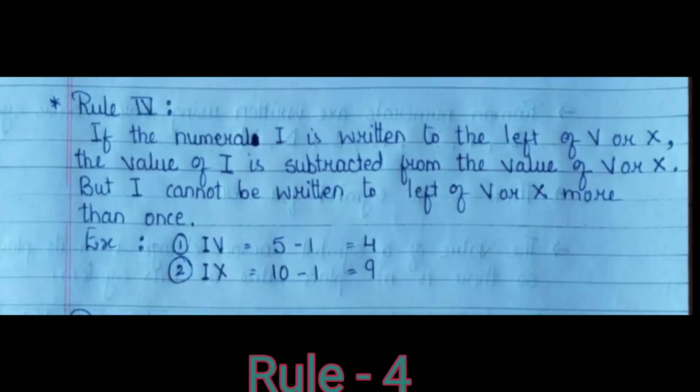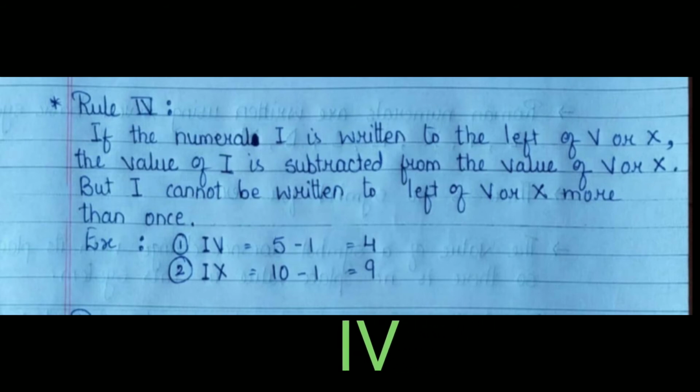Rule number 4. If the numeral I is written to the left of V or X, the value of I is subtracted from the value of V or X. But I cannot be written to the left side of V or X more than once. Let's see few examples. Our first example is IV.